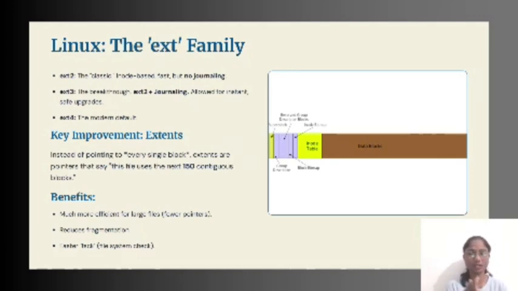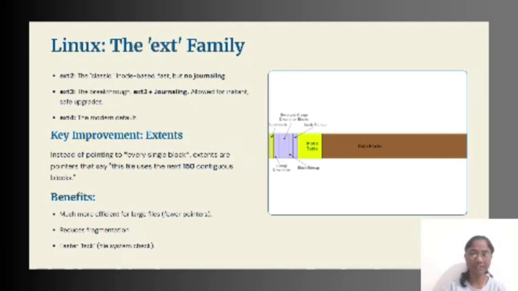To fix this problem, ext3 was introduced. It is basically ext2 but with a journal added, which is absent in ext2. That made it much safer. If the system crashes, it could quickly recover using the journal. Finally, we have ext4, which is the default in most Linux systems today.